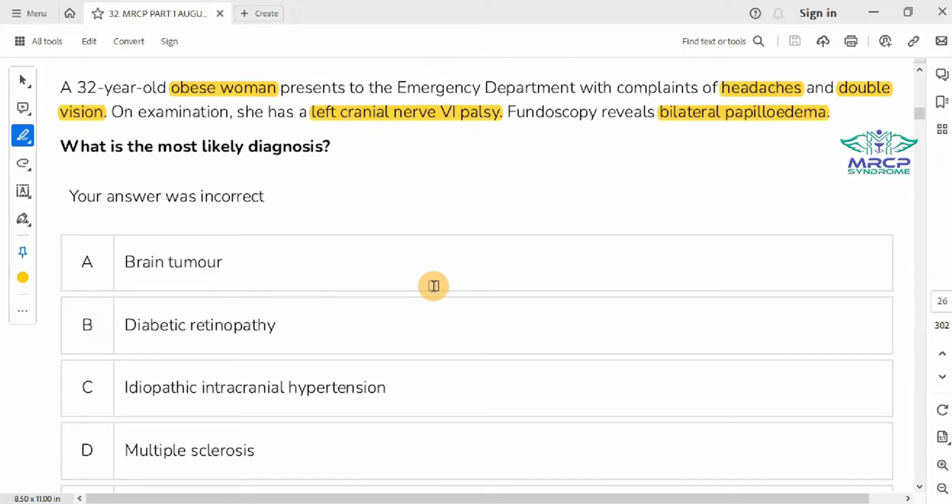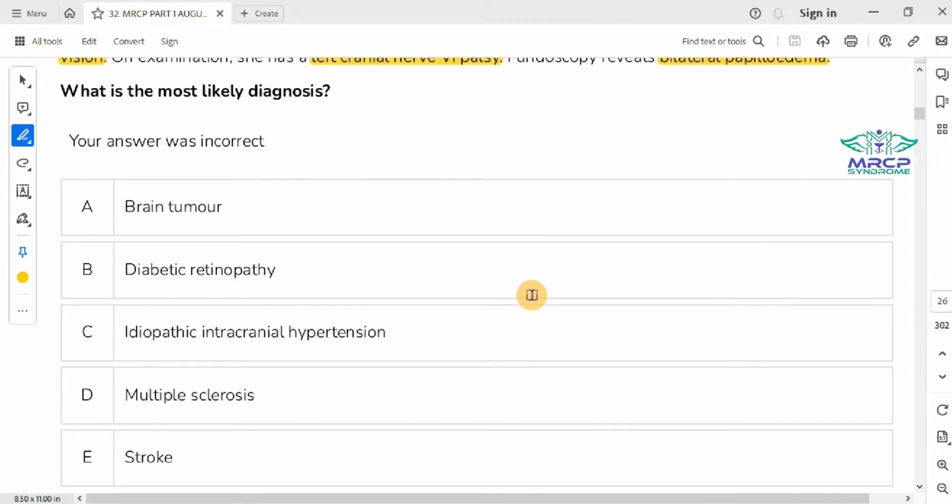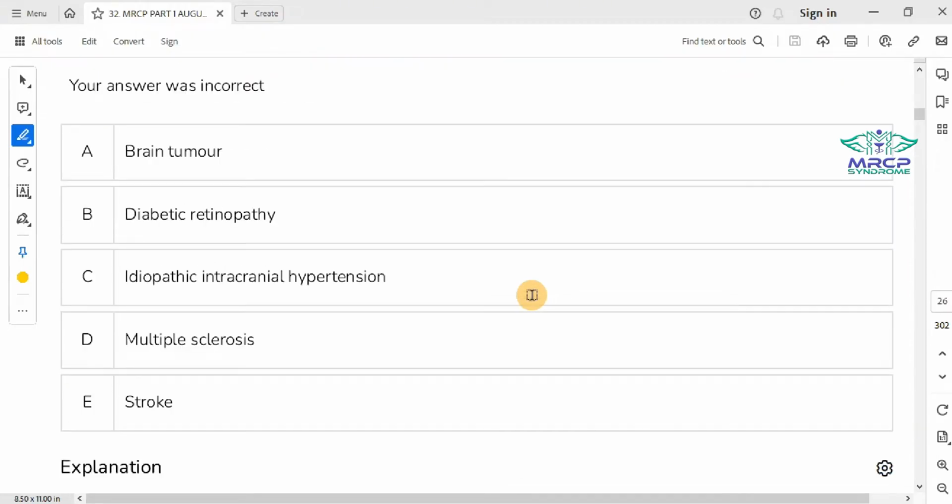A 32-year-old obese woman presents to the emergency department with complaints of headaches and double vision. On examination, she has a left cranial nerve 6 palsy. Fundoscopy reveals bilateral papilloedema. What is the most likely diagnosis? Brain tumor, diabetic retinopathy, idiopathic intracranial hypertension, multiple sclerosis, or stroke?